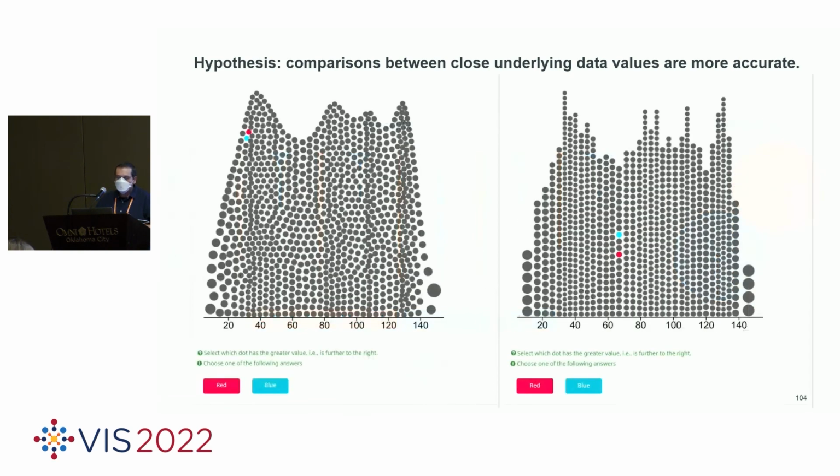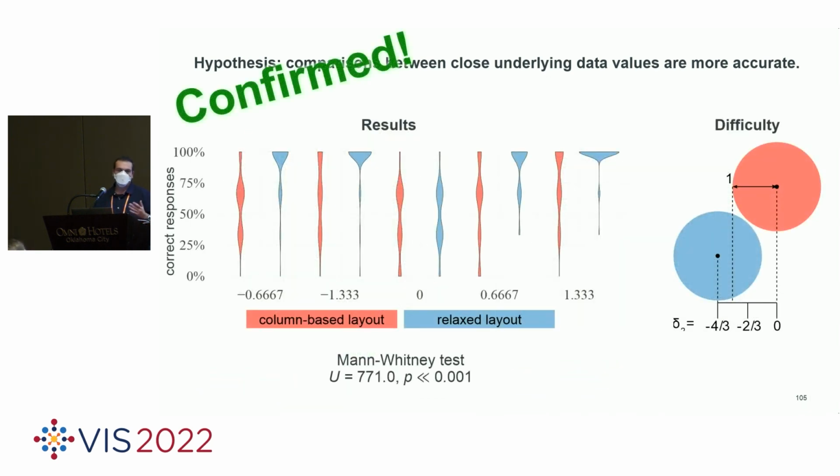The second task was about comparing the underlying value of 2 selected dots. We expected the relaxed layout to lead to more correct answers because of visible nuances. Statistical testing this time confirmed our hypothesis.